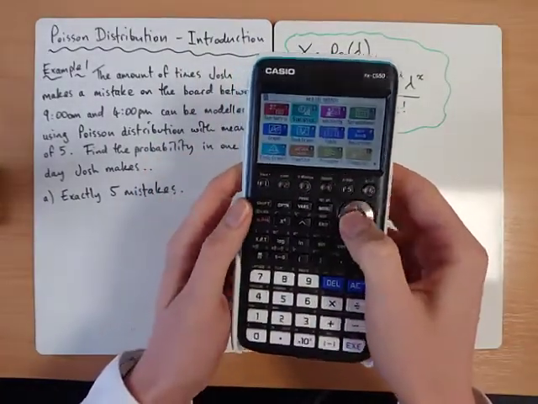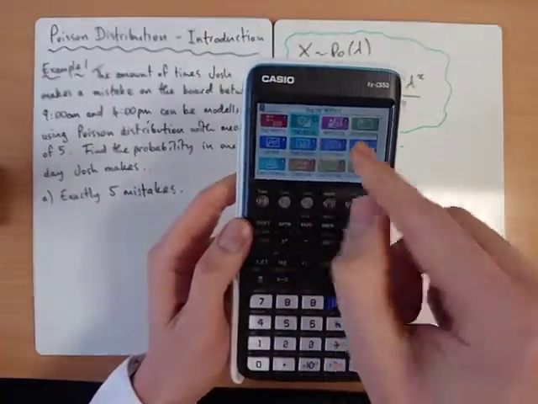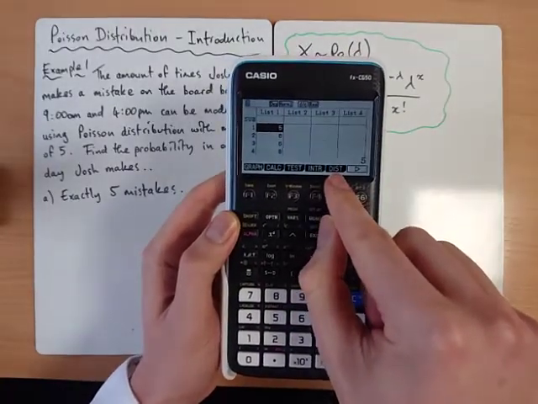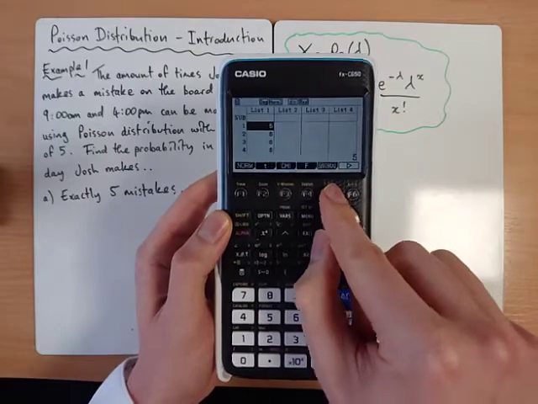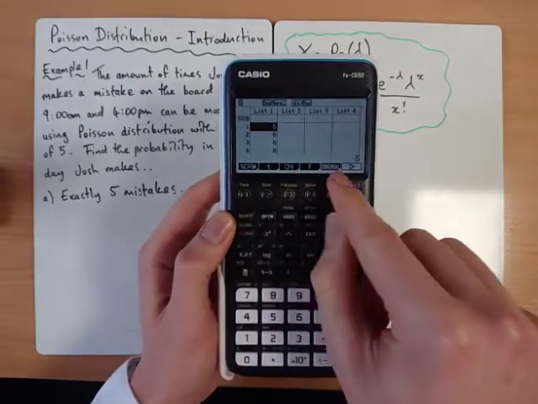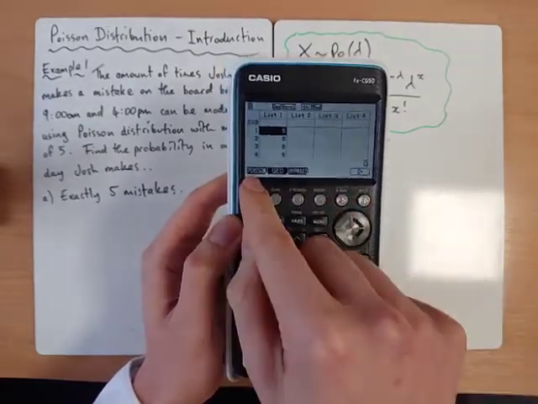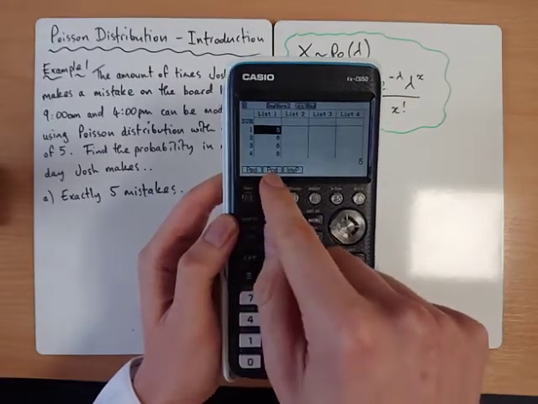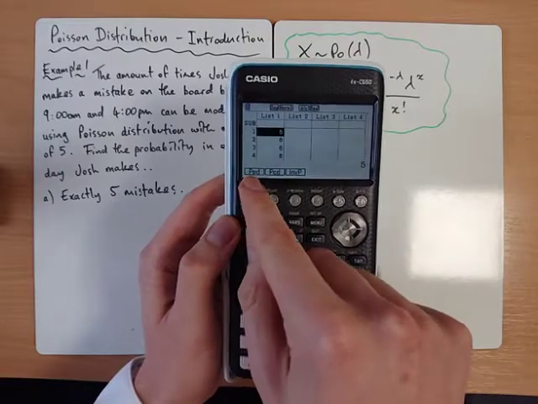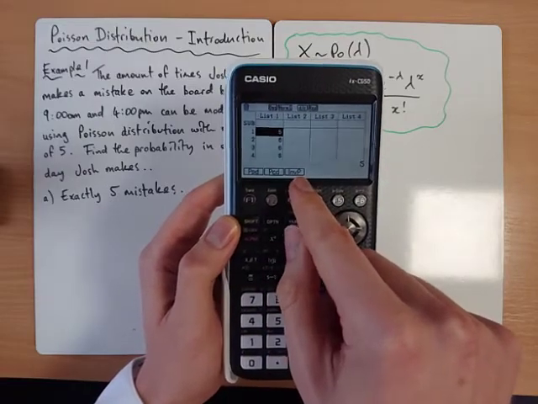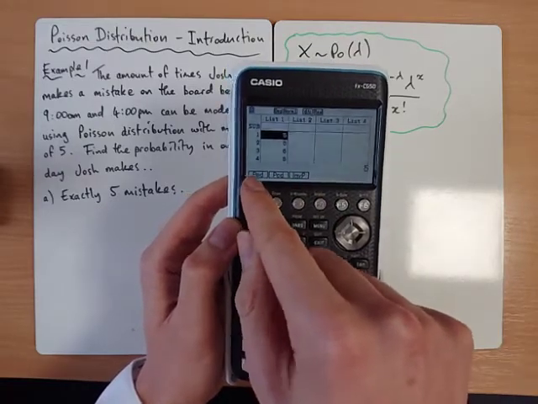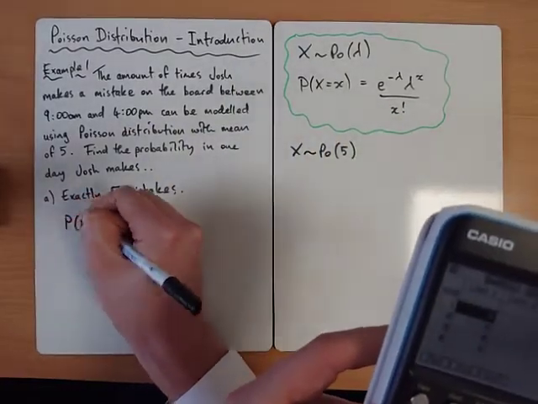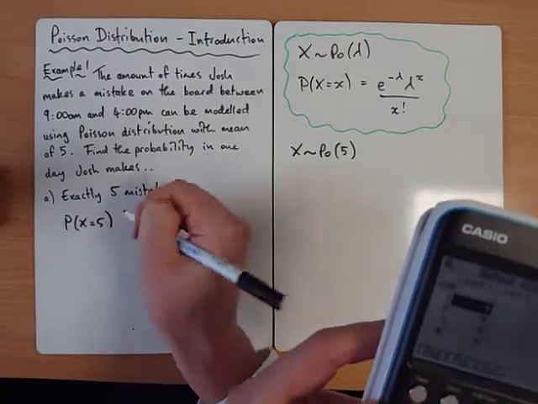Okay, so the way that we do this is we want to go on to menu 2 for statistics. And then we're going to press distribution. And then we need to scroll across with F6 because we're looking for Poisson. So we're working with the Poisson distribution, and then we get 3 options, PPD, PCD, and inverse P. For this first example, we're calculating the probability of me making exactly 5 mistakes.